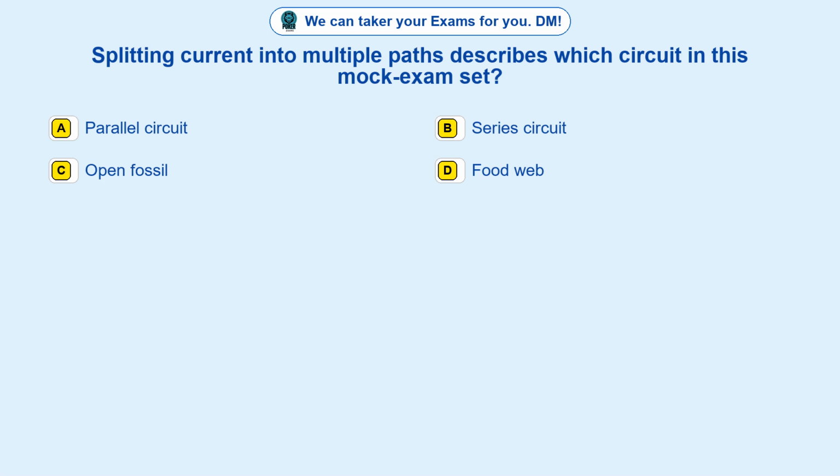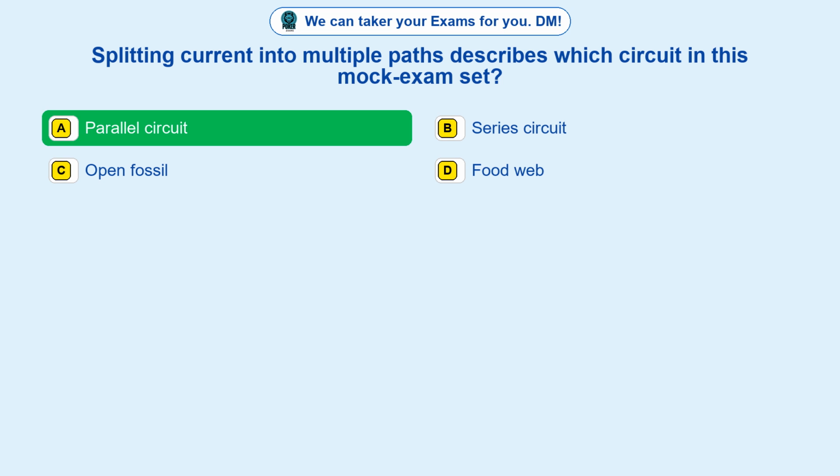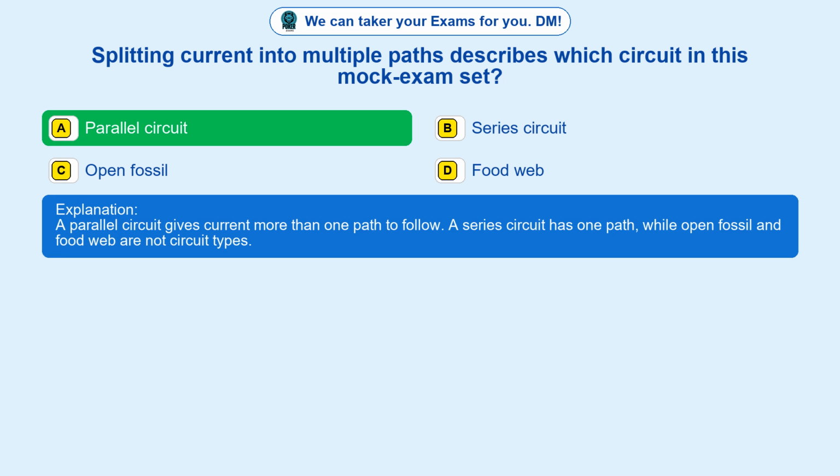Question 72. Splitting current into multiple paths describes which circuit in this mock exam set? Option A, parallel circuit. Option B, series circuit. Option C, open fossil. Option D, food web. The correct answer is option A. Parallel circuit. A parallel circuit gives current more than one path to follow. A series circuit has one path, while open fossil and food web are not circuit types.